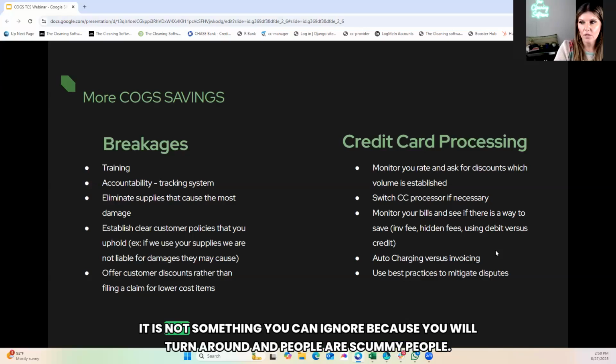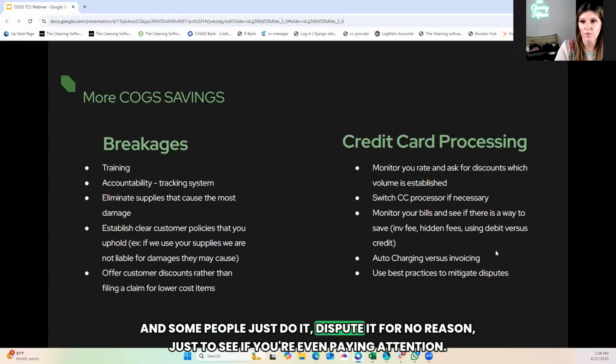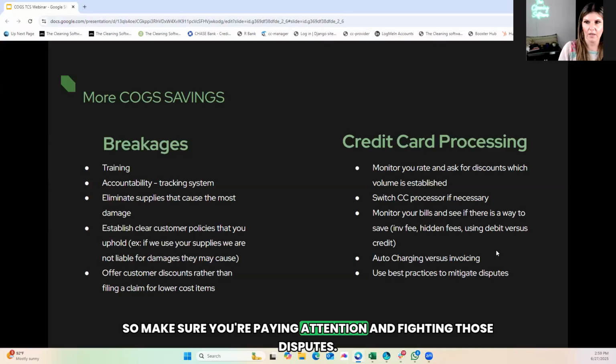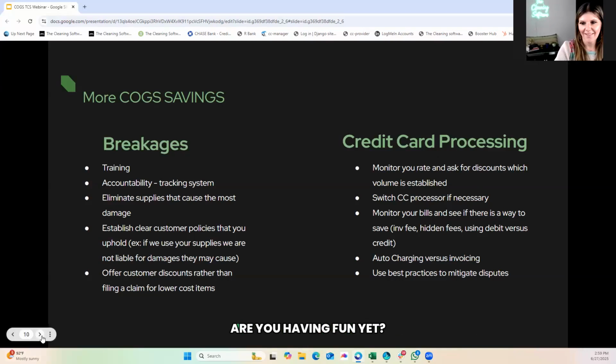It is not something you can ignore, because you will turn around and people are scummy people. Some people just dispute it for no reason, just to see if you're even paying attention. And sometimes companies are like, oh my gosh, I had $3,000 in disputes last month and I didn't even know it. So make sure you're paying attention and fighting those disputes. Are you having fun yet?